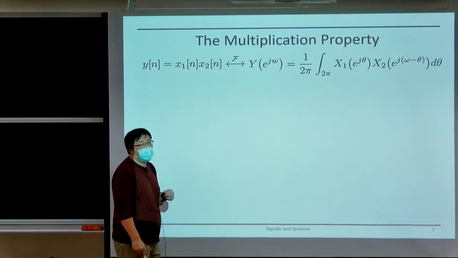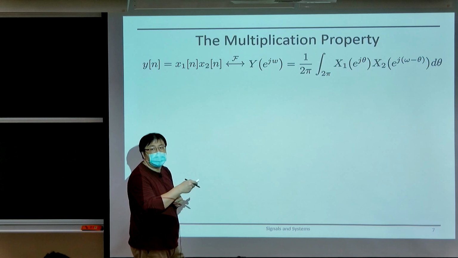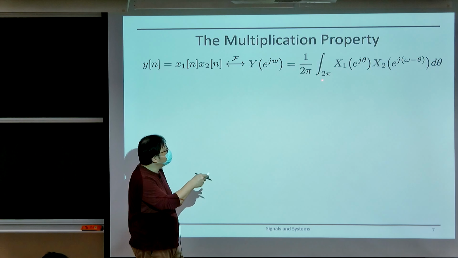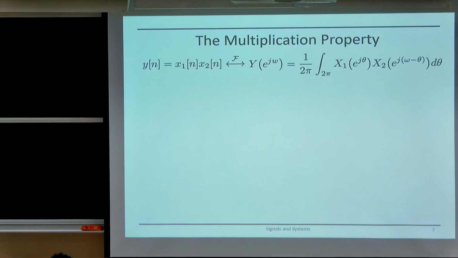But you have to be careful here because what you have here is actually what we call a periodic convolution, because you're performing this convolution only over a range of 2 pi. All right, so this is what we call a periodic convolution. So we can show this using the same approach as before.